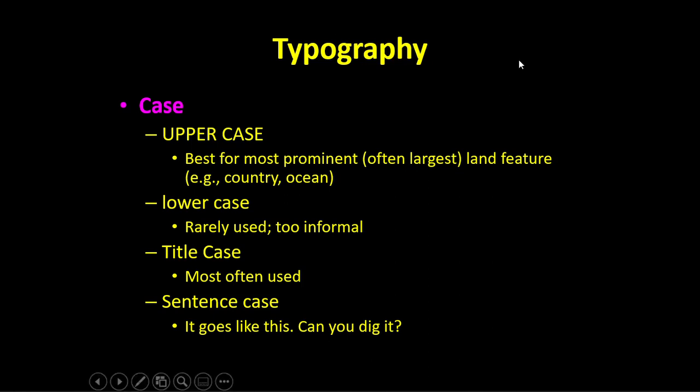Title case, that's when the first letter of each word is capitalized. That's probably the most often used, especially when we have place names on a map. Titles on a map often use this particular format. And then, of course, sentence case, and that's something for maybe a description of the map, a description of the data, in which, of course, you then flesh out and use a full sentence.